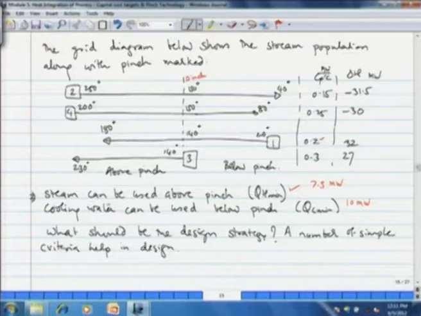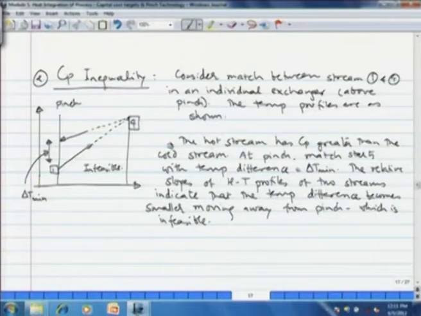Stream 1 has Cp of 0.2, stream 4 has Cp of 0.25, and we are considering the above pinch region, that means this region which I am marking now, red dotted. Now, since the hot stream has a Cp greater than the cold stream, at pinch the match starts with temperature difference equal to delta T min, and if you see the relative slopes of the HT profile of the two streams, these indicate that the temperature difference becomes smaller as we move away from the pinch.